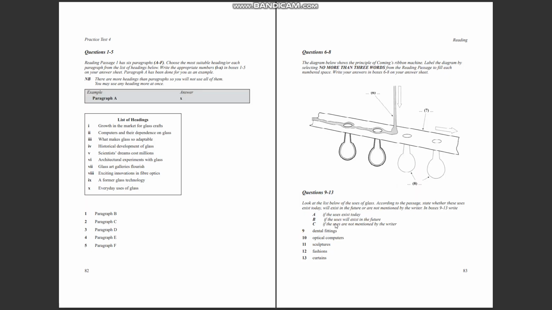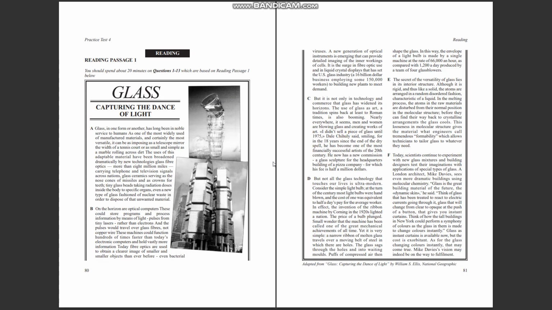So I'm marking paragraph B with option number 8. Let's move ahead. Paragraph C. Paragraph C says, but it is not only in technology and commerce that glass has widened its horizon. Use of glass as art tradition spans back to Roman times. It is also booming nearly everywhere, it seems. Men and women are blowing glass, creating works of art.